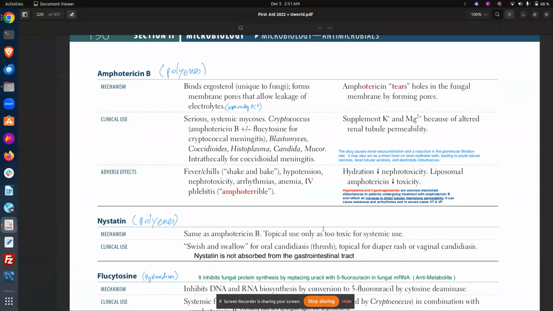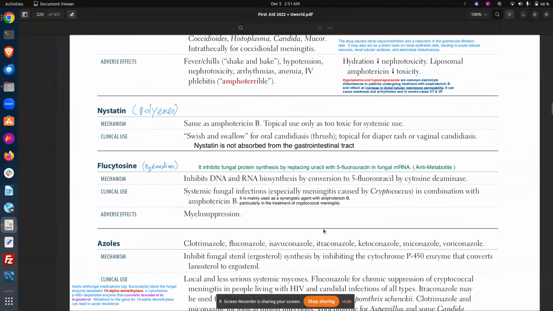Amphotericin B we are using for systemic fungal infections. So what are the clinical uses of nystatin? For topical use, we are using it for oral candidiasis like thrush, swish and swallow. We are using it for diaper rash in babies. We are using it for vaginal candidal infections. So these are the three uses of nystatin. Always remember thrush, diaper rash, and vaginal candidiasis.